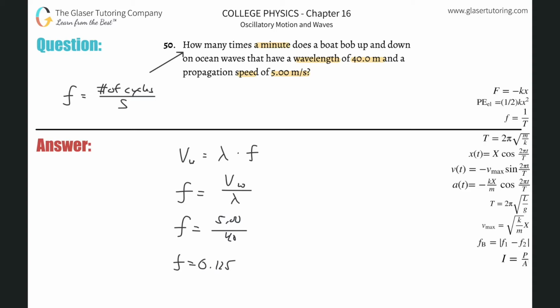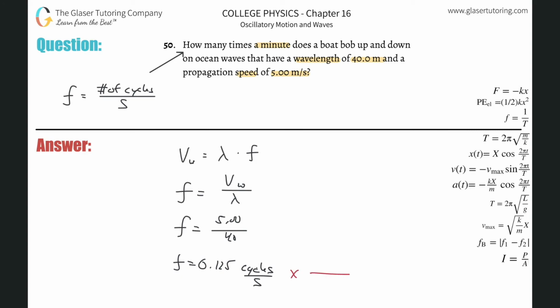0.125. All right, and this would be cycles per second, right? Or aka per second, or hertz, whatever you want to call it. So I'm going to write this out like this: cycles per second. Now all I got to do is, I got the frequency in cycles per second, but they wanted it per minute. So that's easy now, right?